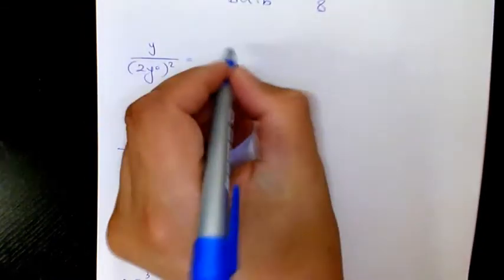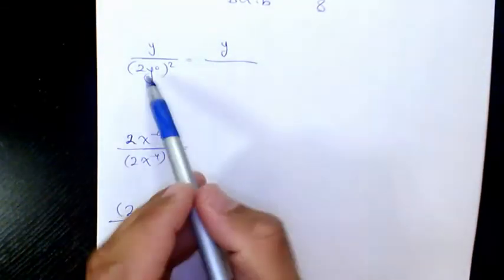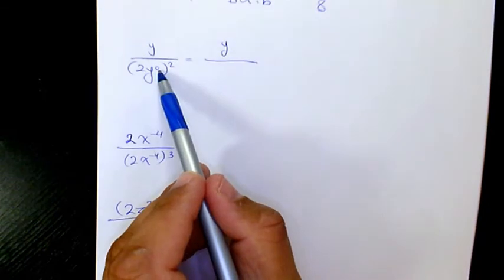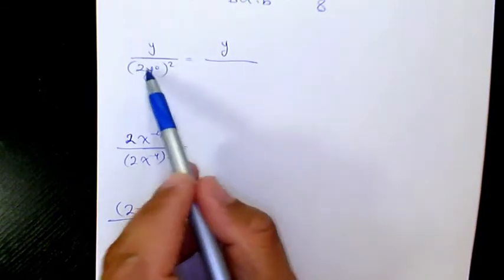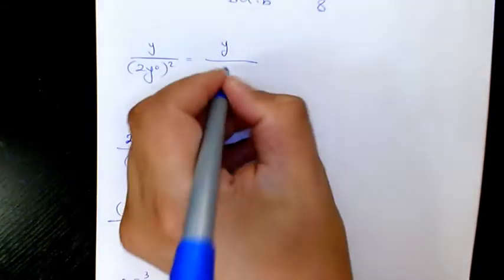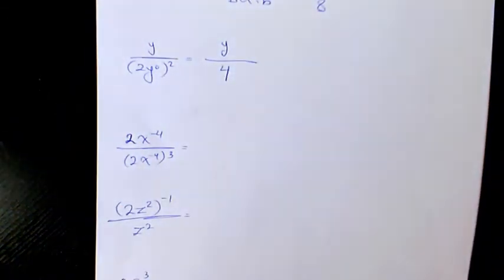Next one. We have y divided by y to the power of 0 is 1. 2 times 1 is 2. 2 to the power of 2 is 4. So it's going to be y divided by 4.